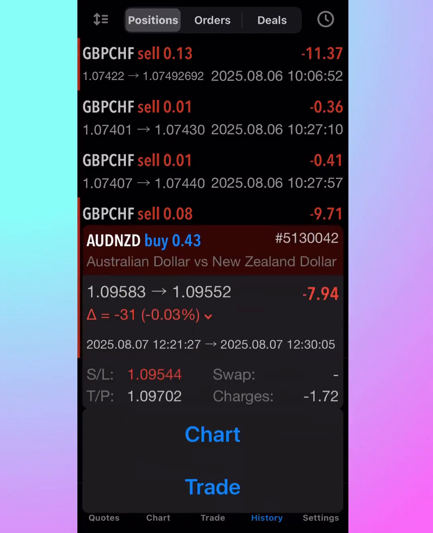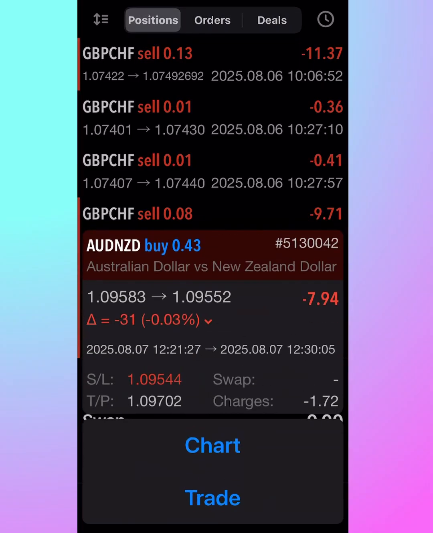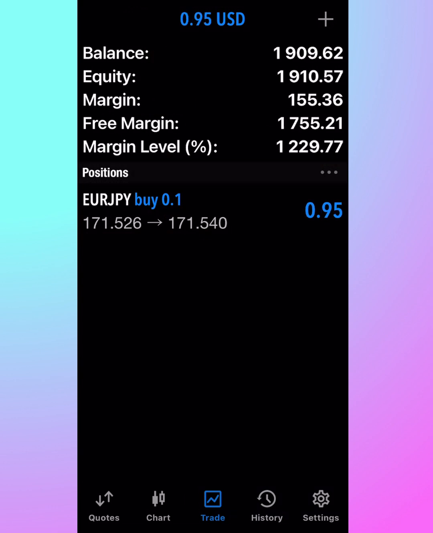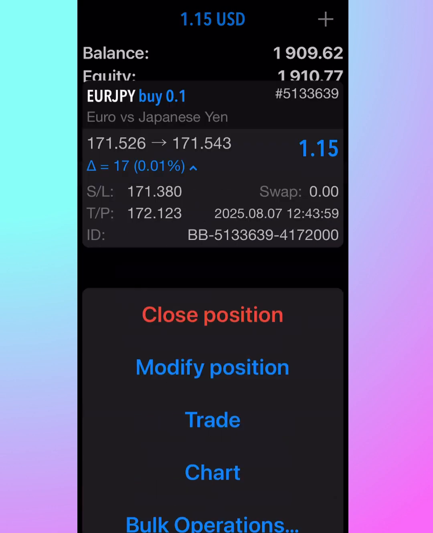You can see that's a quick one. I was taken out of the trade at $7.94, and you know that with the charges, 1.72. So it was just a very quick trade, but immediately I saw a setup on EURJPY, and I quickly jumped into that one too.